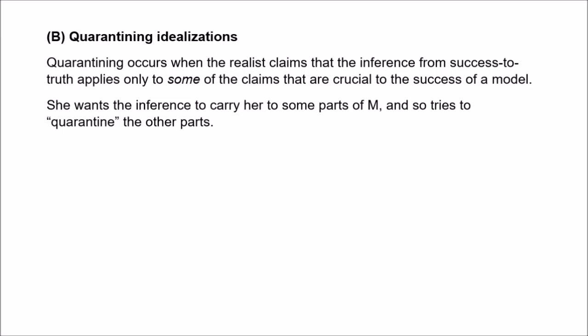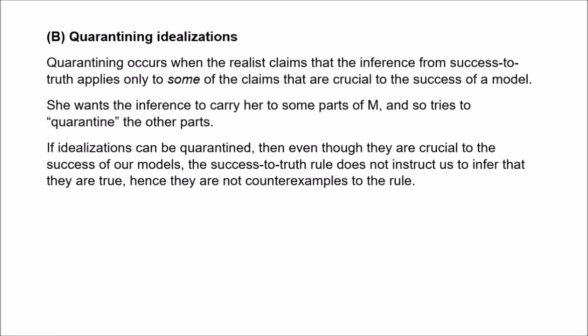The idea of this response is that we can show that the success to truth rule applies only to non-idealized claims. So with the stellar model, the realist infers that its description of the overall structure of the radiative and convective zones of the star, well, that's all true, but its claim that the star is composed of an ideal gas, that's not true. The success to truth inference doesn't carry us to that.